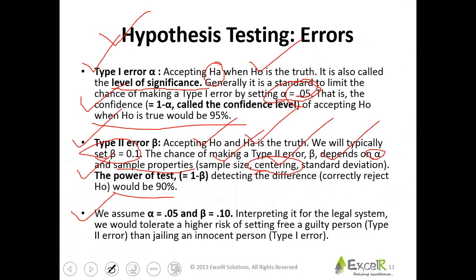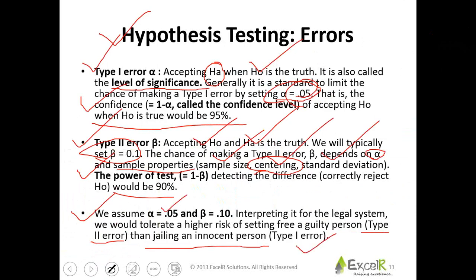In most cases, we assume these values because, based on many experiments, statisticians have come up with these numbers. Now, interpreting it for the legal system, we would tolerate a higher risk of setting free a guilty person. Type 2 error. Yeah, this is what happens, right? Setting free a guilty person is okay, but never should an innocent person be jailed.